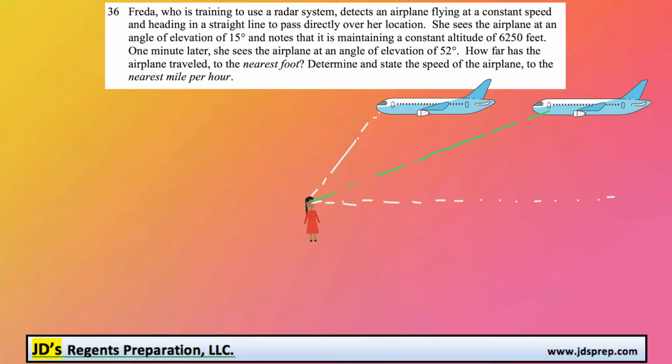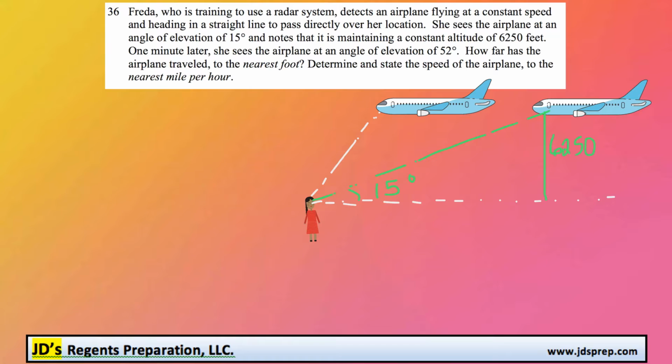So you can see that I've drawn a diagram here to help us visualize what's going on. This angle of elevation is 15 degrees. And it also says that it's maintaining a constant altitude of 6,250 feet. So this vertical distance here is 6,250. By the way, we're just going to ignore the fact that she is also not lying down on the ground.